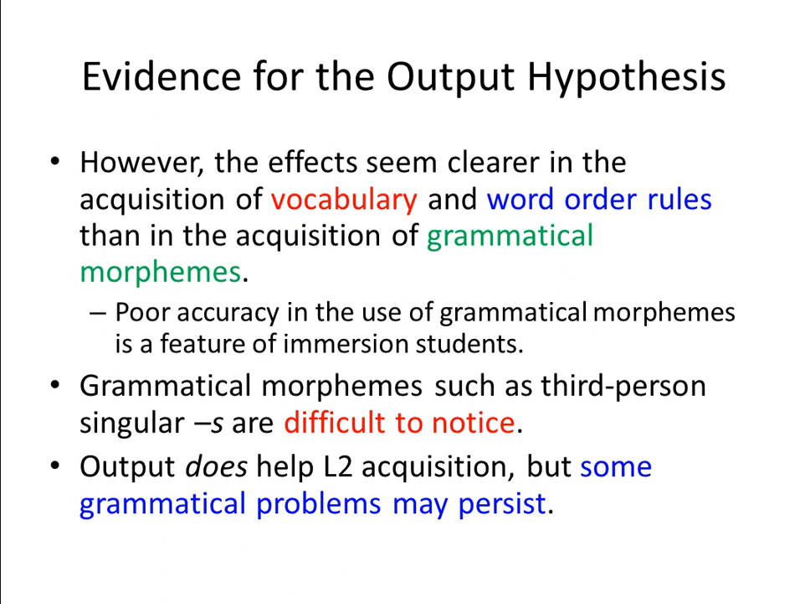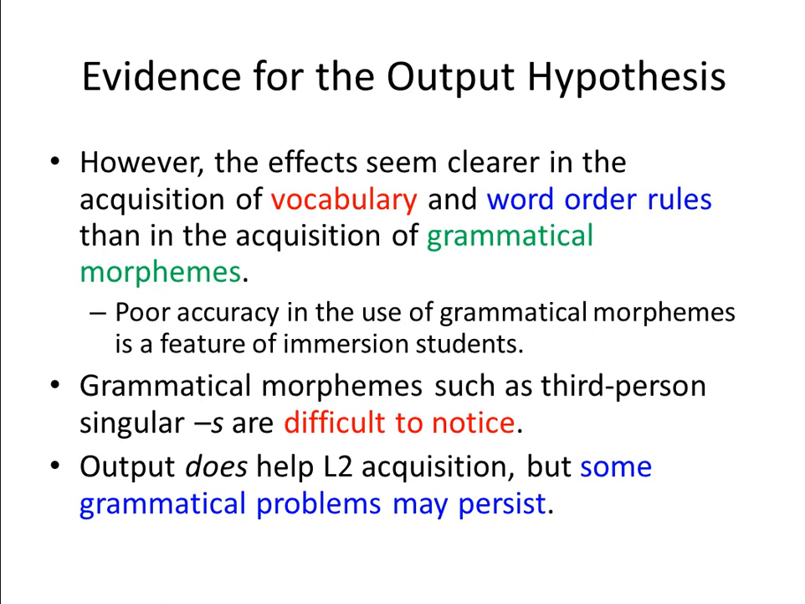But this is kind of ironic, because this whole research about output actually started from Swain's observation about immersion students who showed poor grammatical accuracy. And generally, poor accuracy in the use of grammatical morphemes is a feature of immersion students. So they can speak very fluently, but sometimes they are not so accurate in using grammatical morphemes. So this is the starting point of research into output.